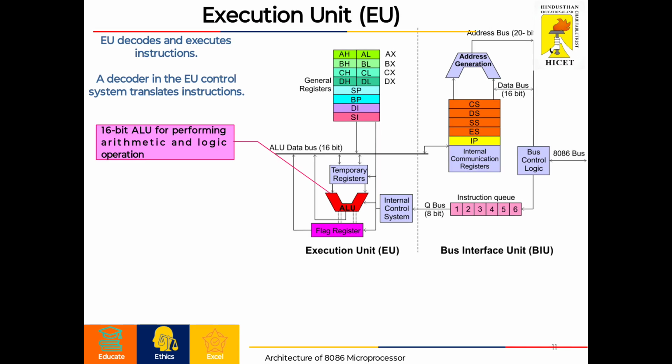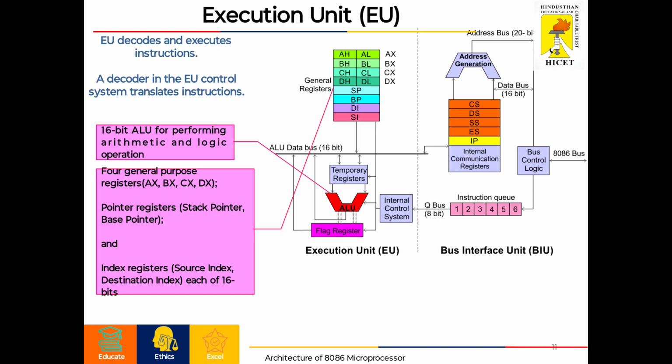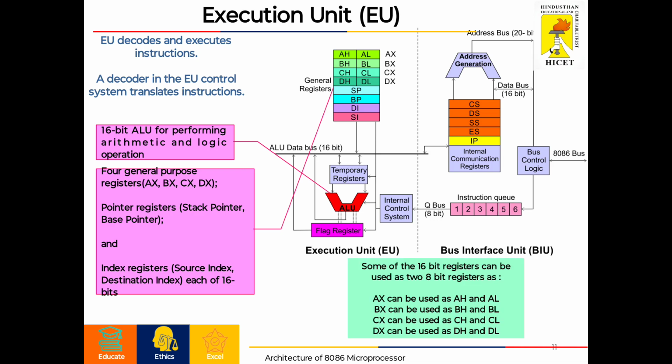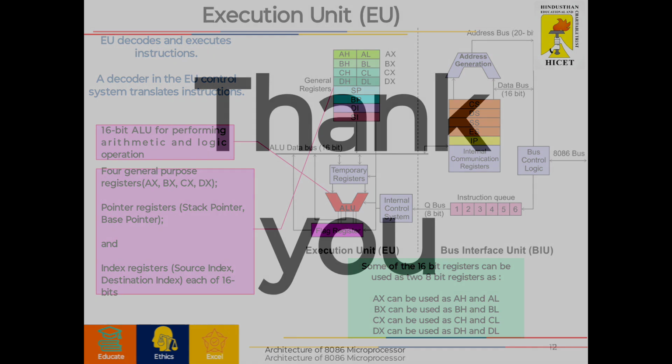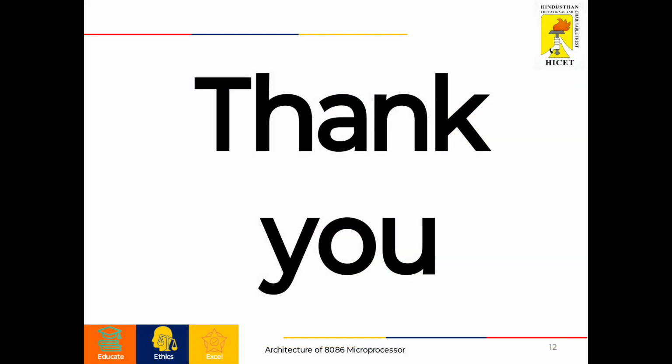Here the 16-bit ALU performs the usual arithmetic and logical operations. Here there are 4 general purpose registers, AX, BX, CX and DX. AX can be used as a 16-bit register, or it can be used as two 8-bit registers. So that's all about the architecture of the microprocessor. Next class we are going to see the flag registers of 8086 microprocessor in detail. Thank you.